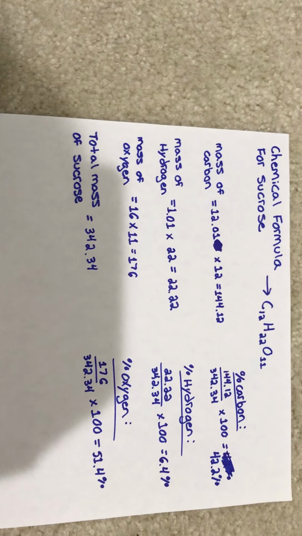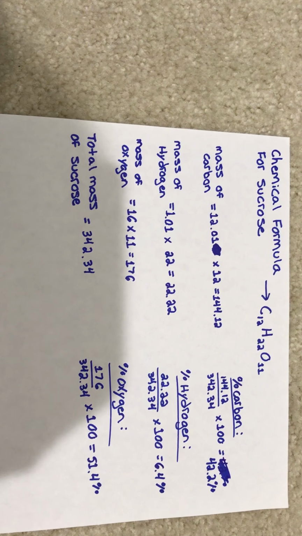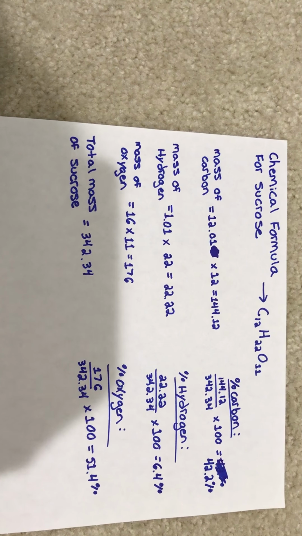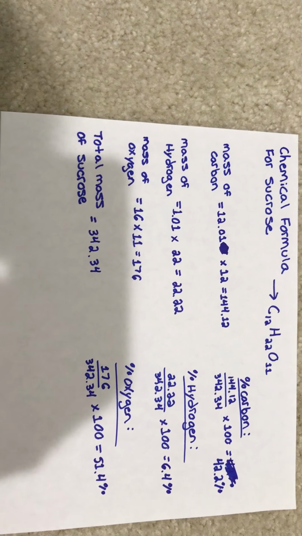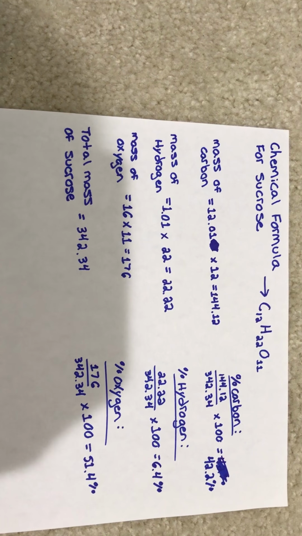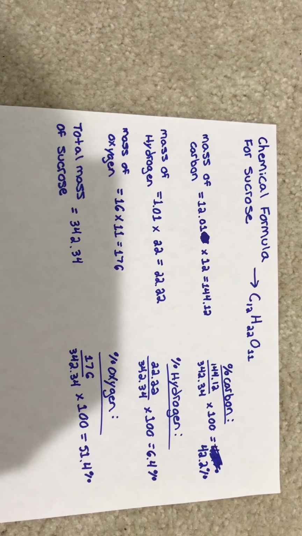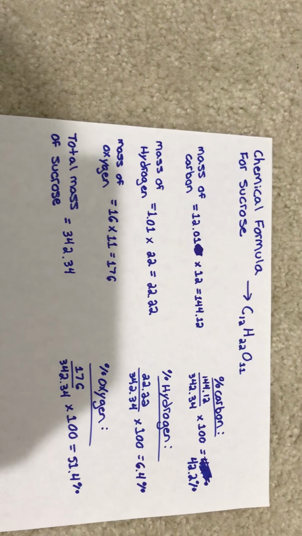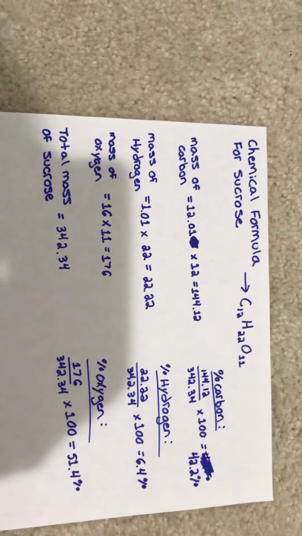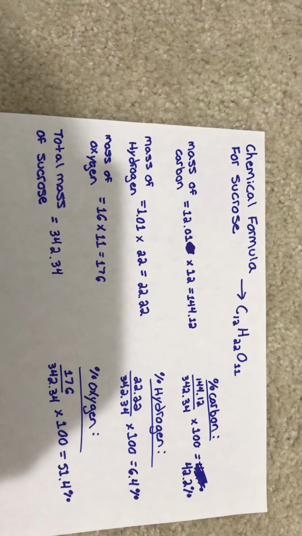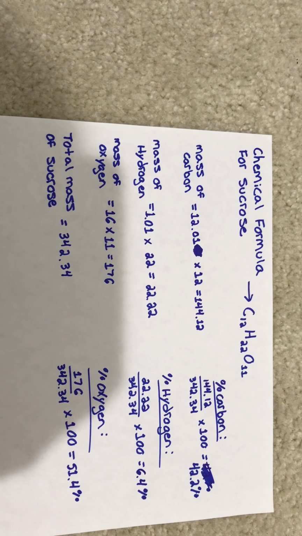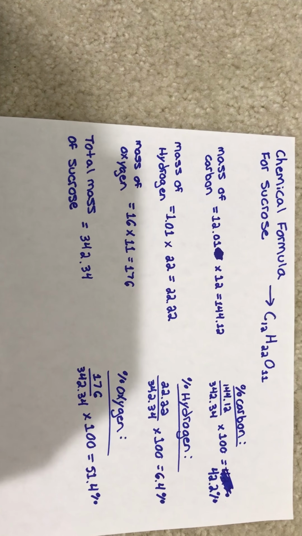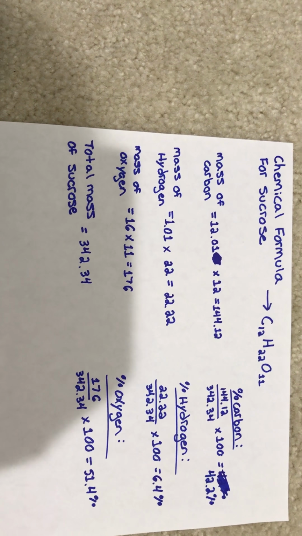We do the same thing for hydrogen. Hydrogen weighs 1.01, and there are 22, so 1.01 times 22 is 22.22. And then oxygen weighs 16, and there's 11 oxygens, so we do 16 times 11, that's 176. So then once we have all those values, we add all three of them together to get the total mass of a molecule of sucrose, and that number is 342.34.